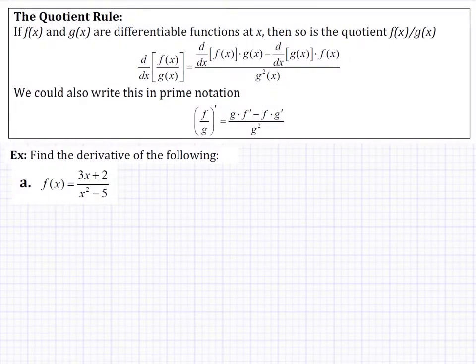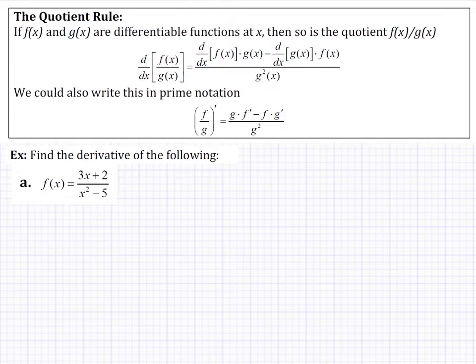Okay, now we move on to the quotient rule, which has a very similar setup. Instead of taking the derivative of a product, we're going to take the derivative of a quotient. It's a little more involved, and the algebra of it is definitely what will get most people.